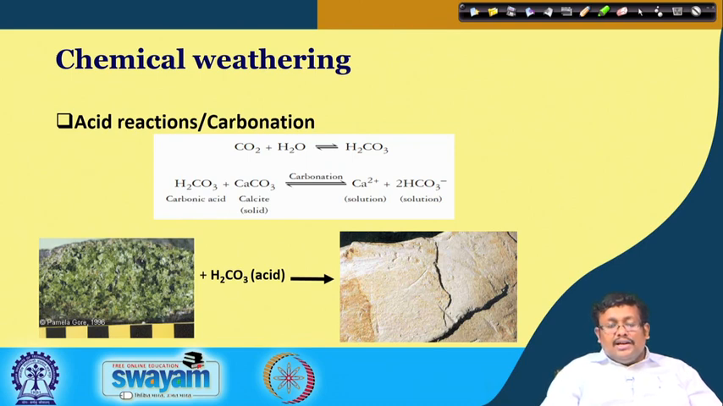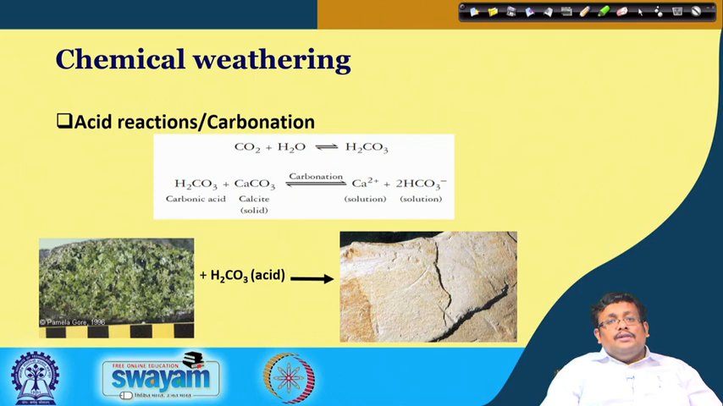in the soil air, and this carbon dioxide, when it reacts with water vapor in the soil, forms carbonic acid or H2CO3. When this carbonic acid reacts with calcite, which is solid, it changes the chemical composition to Ca2+ and 2HCO3-. So, this is an example of carbonation, because the mineral here is reacting with carbonic acid.